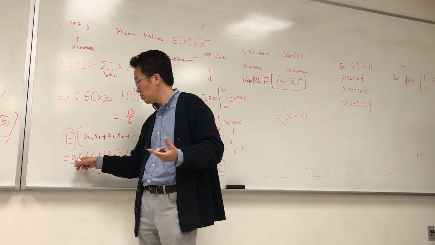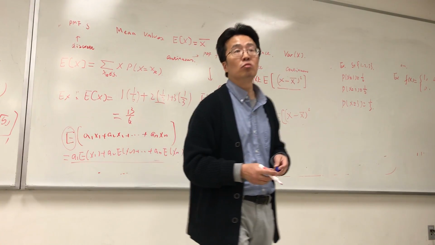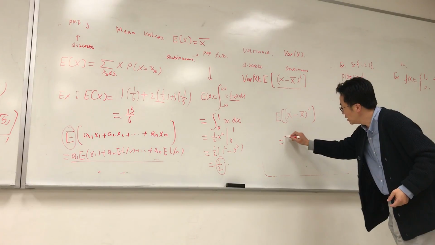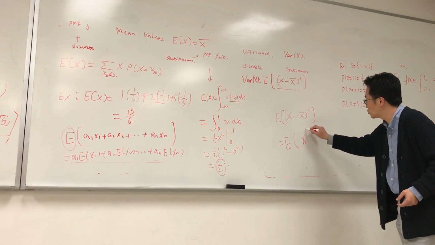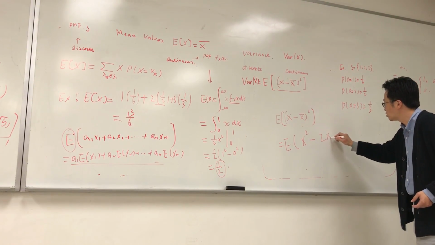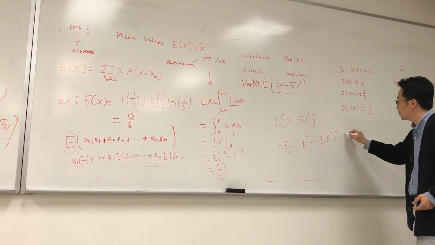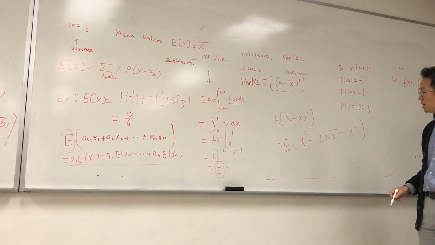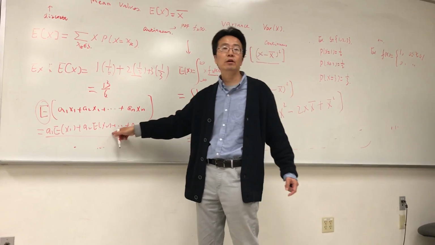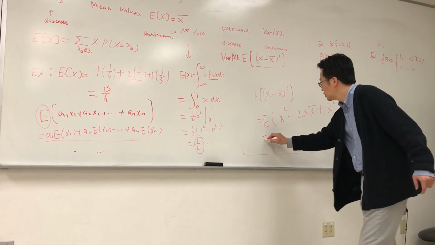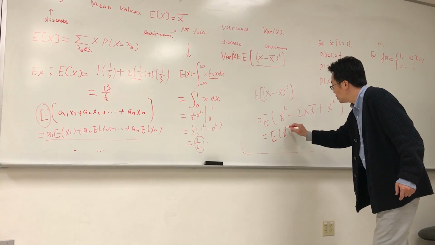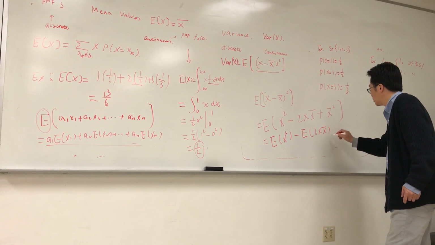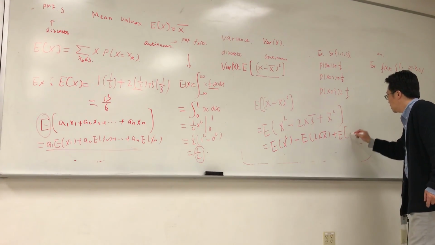Because there's no variation in those coefficients, in this case, expand this multiplication here: X squared minus 2X times the mean value plus the mean value squared. Now we're ready to apply the linear property. So this gives us E of X squared minus E of 2X times the mean value plus the expectation of the mean value squared.